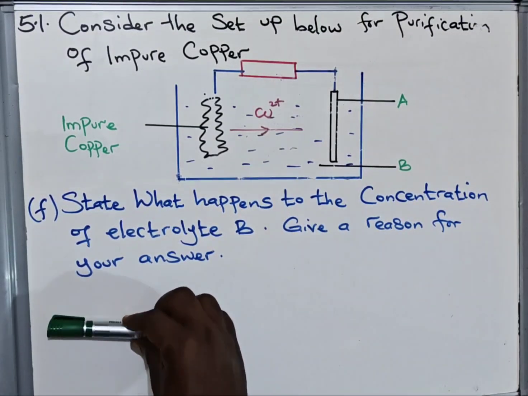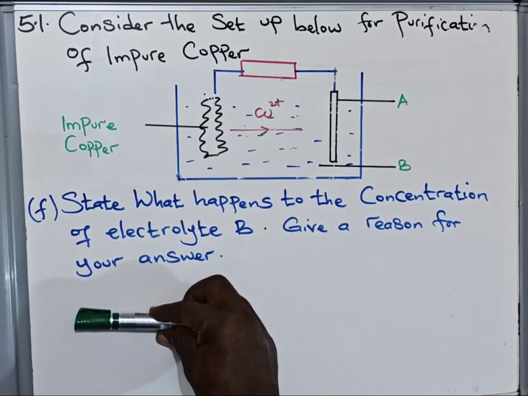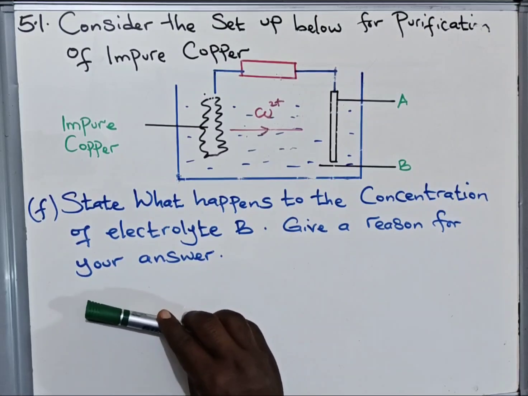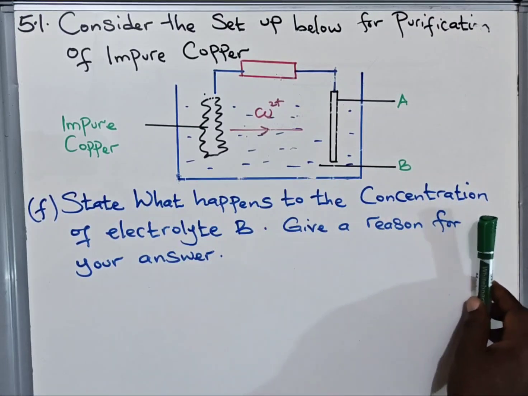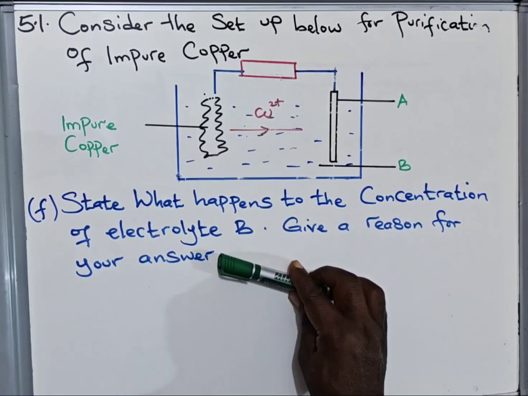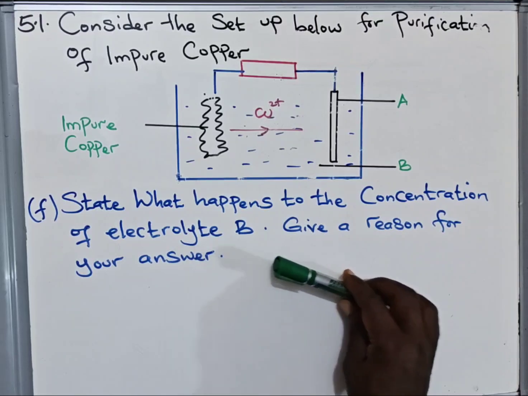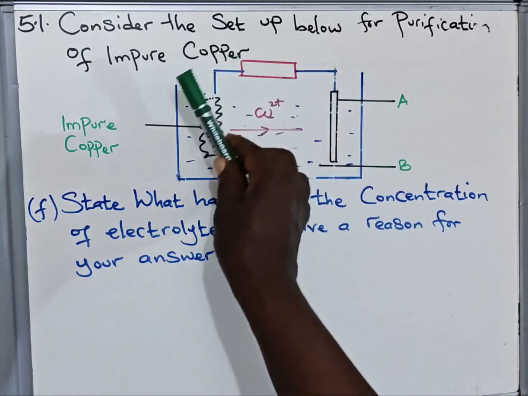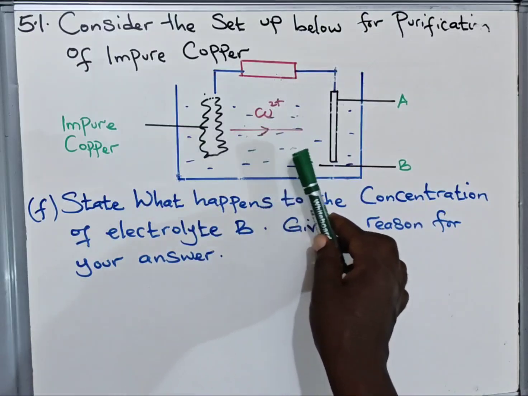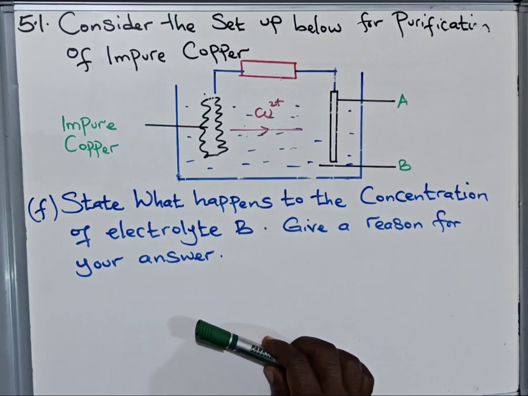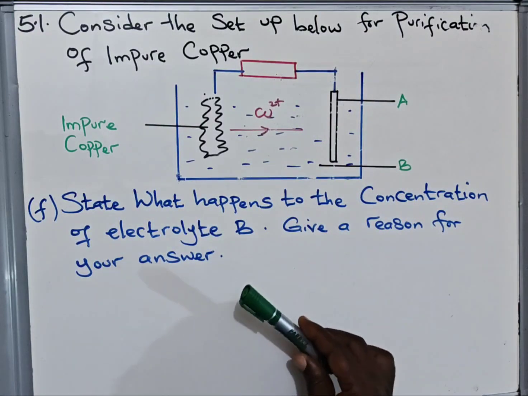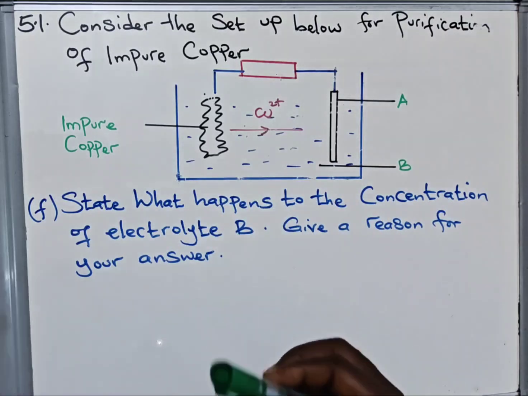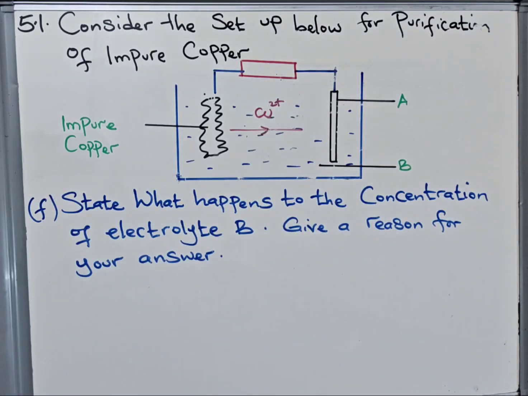Then we come to this case. It says: state what happens to the concentration of electrolyte B. Give a reason for your answer. So this is the electrolyte we are having. It's B. And what happens to it? To answer this question, you have to look at the half reactions. And this is what we have.